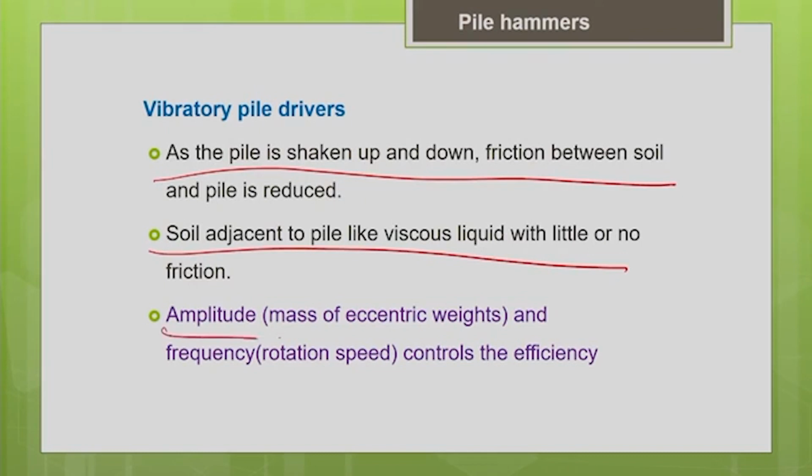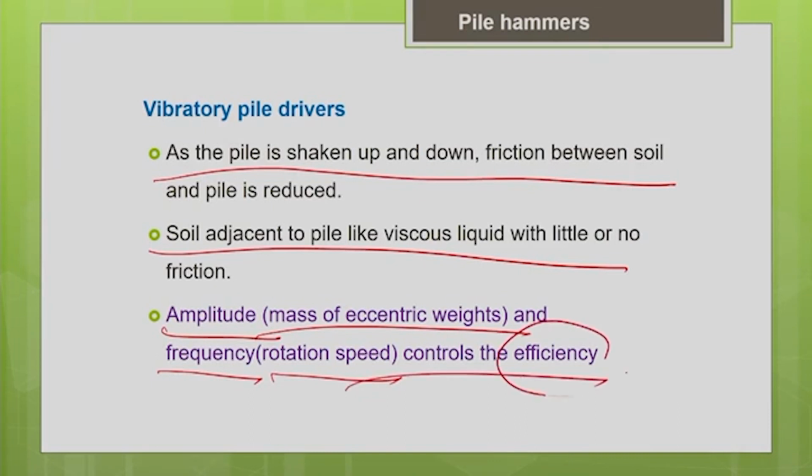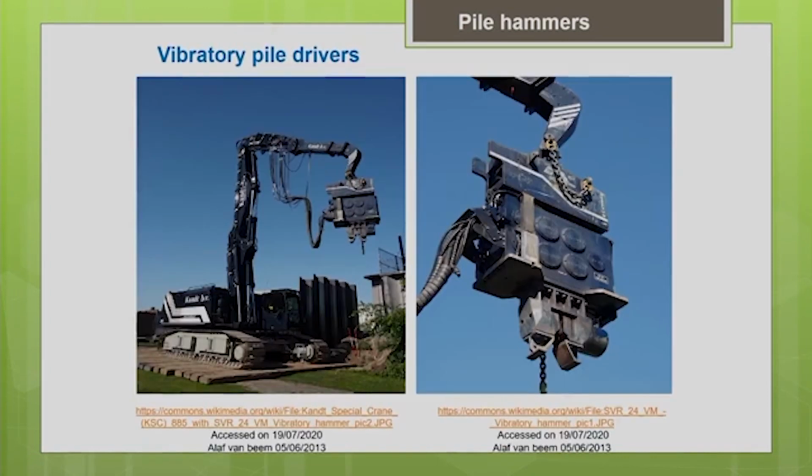Okay. The amplitude of the vibration will depend upon the mass of the eccentric weights inside your vibrator, and the frequency of the vibration will depend upon the speed of rotation of the eccentric weights, and that is going to control your efficiency of driving. As I told you, depending upon the soil type and the pile type, you can choose the amplitude and the frequency accordingly. Unlike the other pile drivers we discussed earlier, we do not need a crane for the vibratory pile driver. It is a very simple equipment.